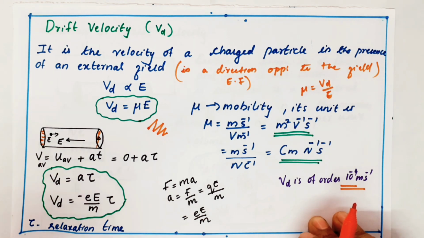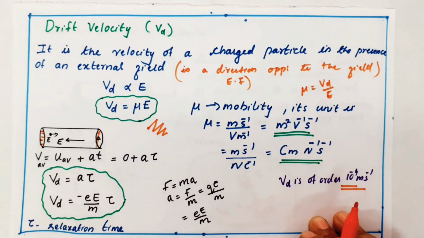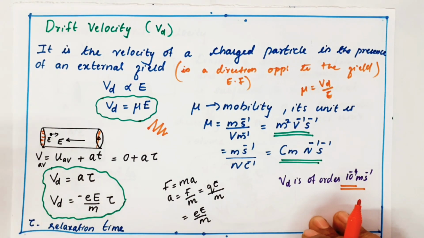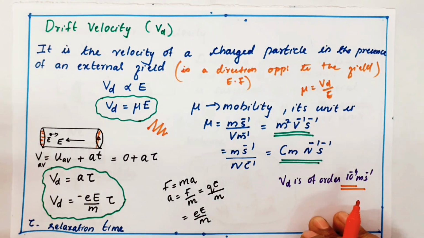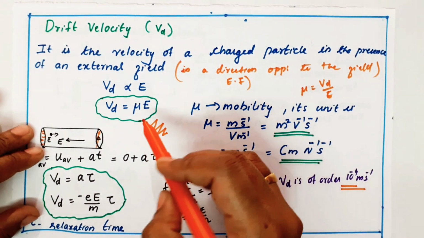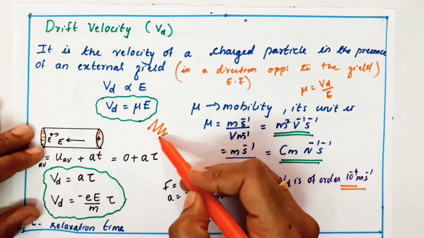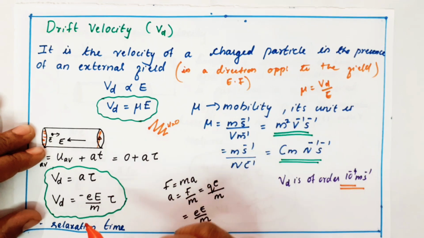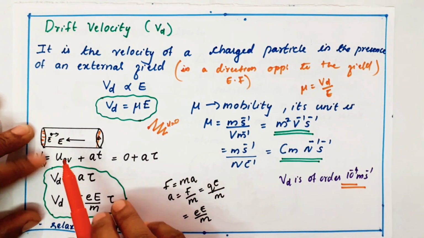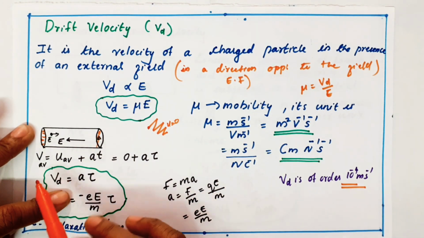Okay. So what I'm talking about is the drift velocity. Drift velocity, I told, is an average velocity of a charged particle in the presence of an external field. Why are we talking about external field? If there is no external field, they move randomly. If they move randomly, what about their velocity? Their velocity is 0.